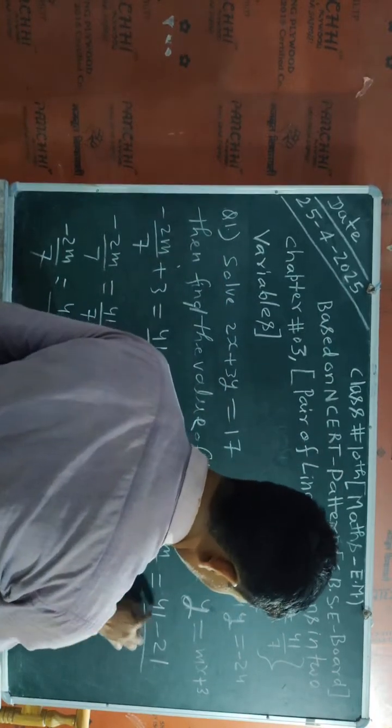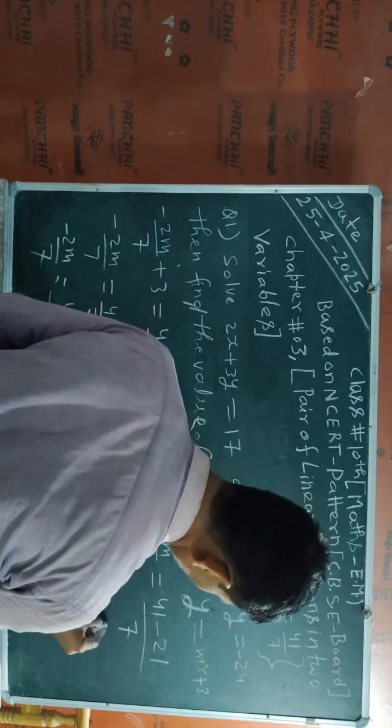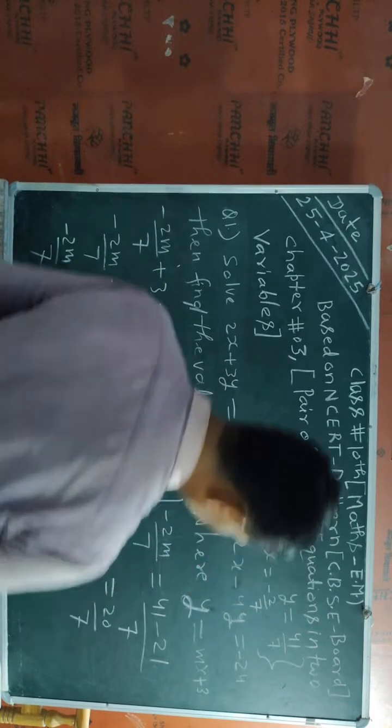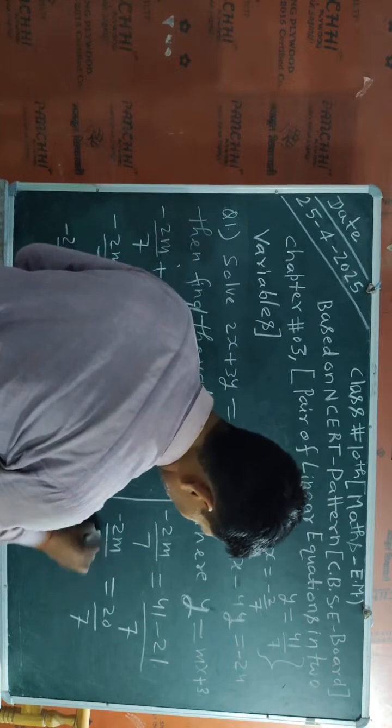Okay, student. So I will subtract 41 minus 21. That will be 20 divided by 7. I will write 7. Okay, student. In the left hand side, I will put 2m divided by 7.